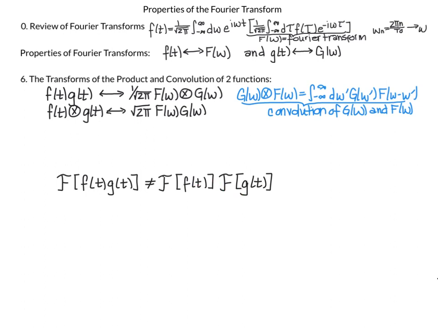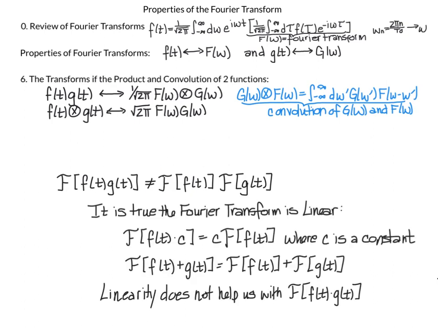That would be convenient, but it is not the case. I do want to point out that it is true the Fourier transform is linear. So if you have the Fourier transform of f of t times a constant, you could pull the constant out. Or if you had the Fourier transform of f of t plus another function g of t, you could separate out the two Fourier transforms. But linearity does not help us with the Fourier transform of the product of two functions.